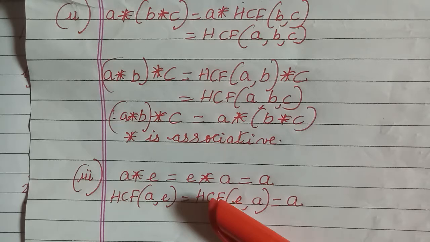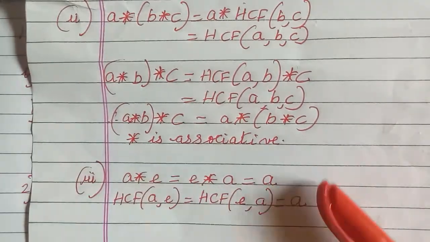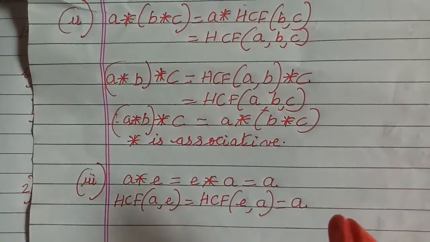If 12 is my identity element, will 2 comma 12 give me 2? Yes, 2 comma 12 will give me 2. But if I take 16 comma 12, will I get the HCF as 16? No. So this condition is not true because our identity is going to change depending upon the given element. That means to get back the same element, you have different identities for different elements. So this is not possible in your set of natural numbers.